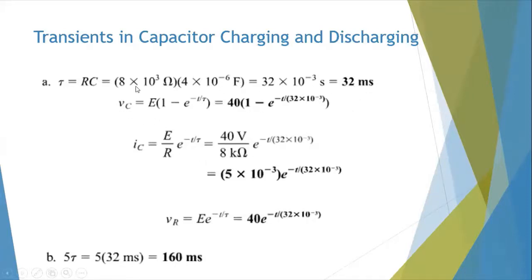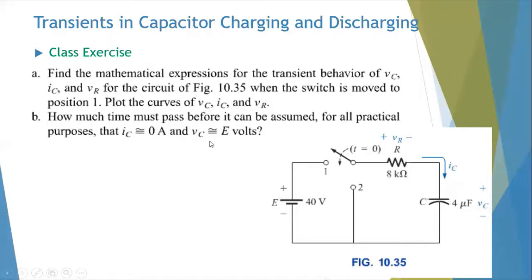From this point onwards, we know the expression for the capacitor voltage: E into 1 minus e power minus t over tau. That's the expression you need to write. The E is 40, the tau is 32 milliseconds, and t, of course, is a variable, and V is a variable. Similarly, the expression for your capacitor current is E over R, which I said is 5 milliampere, and then e power minus t over tau. That's very similar. And your voltage across the resistor is simply E, e power minus t over tau, and your E is 40. And there's one question mentioned here: after how much time can we assume that the current becomes 0 and the voltage across the capacitor becomes E?